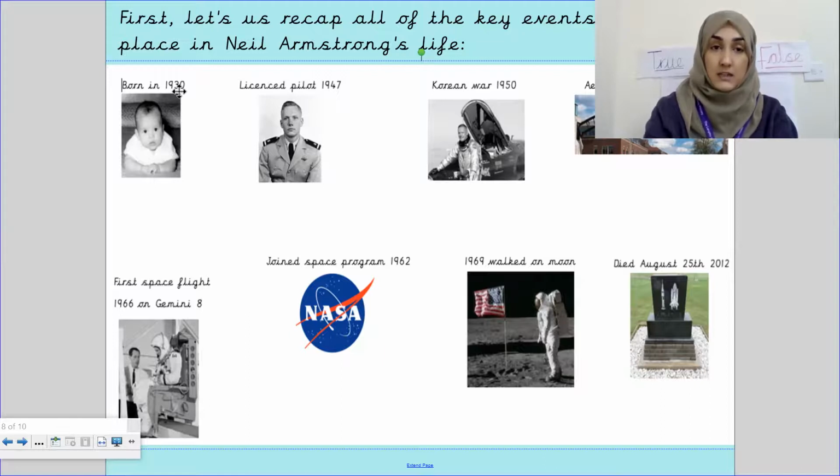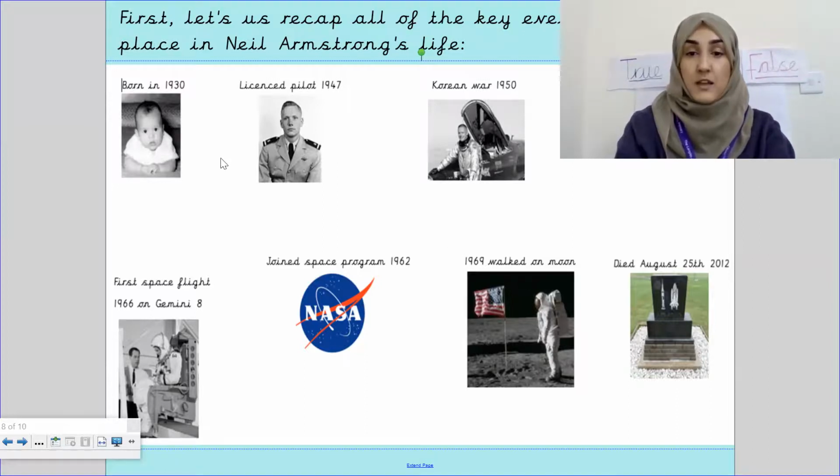Okay, first, let's recap all of the key events that took place in Neil Armstrong's life. He was born in 1930. He became a licensed pilot on his 16th birthday in 1947. He served in the Korean War in 1950. He completed his aeronautical degree from Purdue University in 1955. His first space flight was in 1966, and he commanded the Gemini 8. He joined the space program, what is it actually called? No, it's not called the International Space Program. Never mind. He joined the space program in 1962. Oh, oopsie daisy.